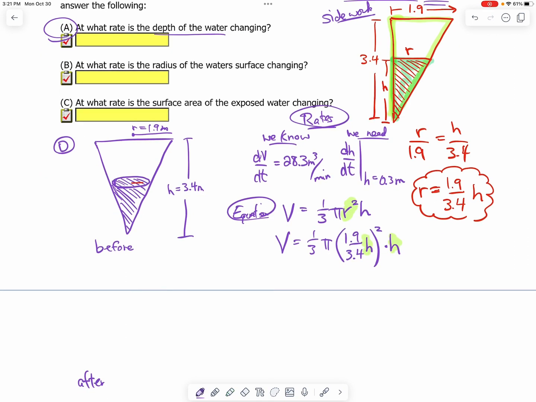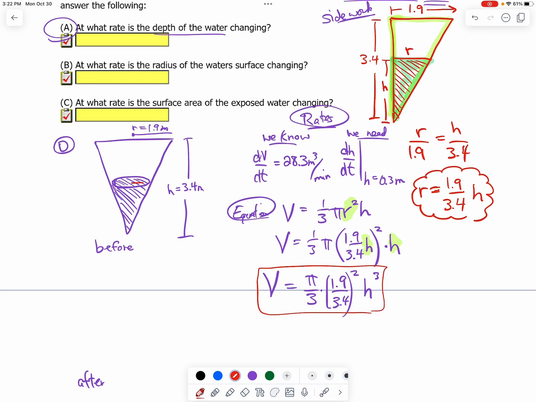All right, I don't have my calculator with me. I'm just going to clean it up a bit, and that is V equals pi over 3, times 1.9 over 3.4 squared. I'm going to take the H squared out and make it an H cubed. I'll put a little red rectangle around that, that's my volume, expressed in terms of H.